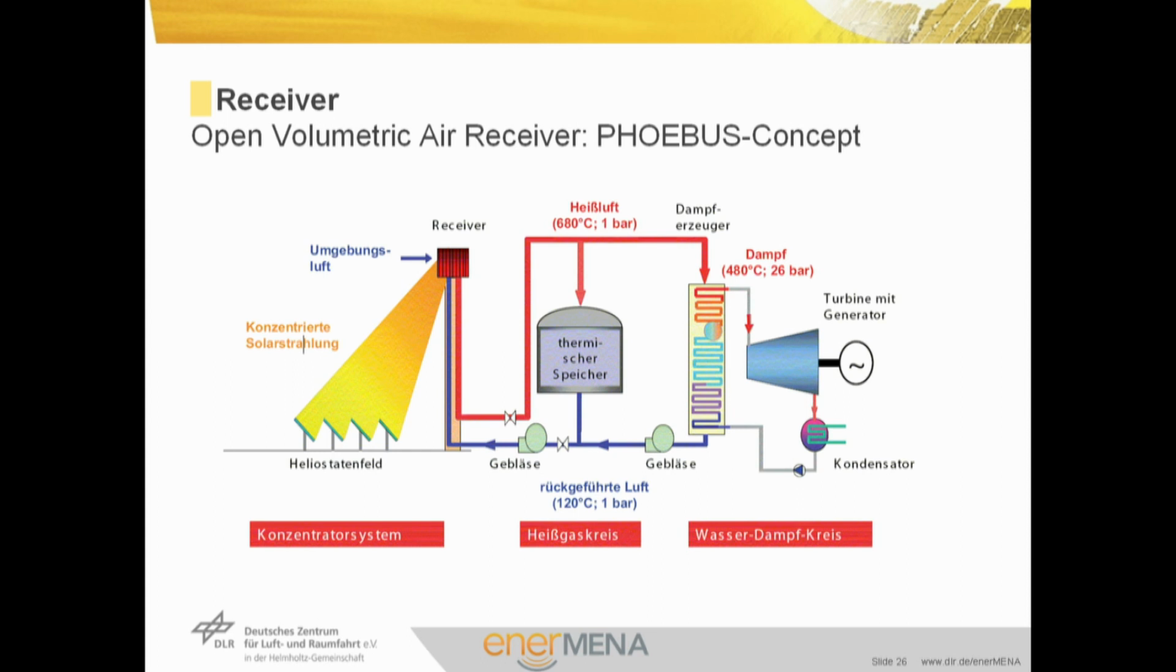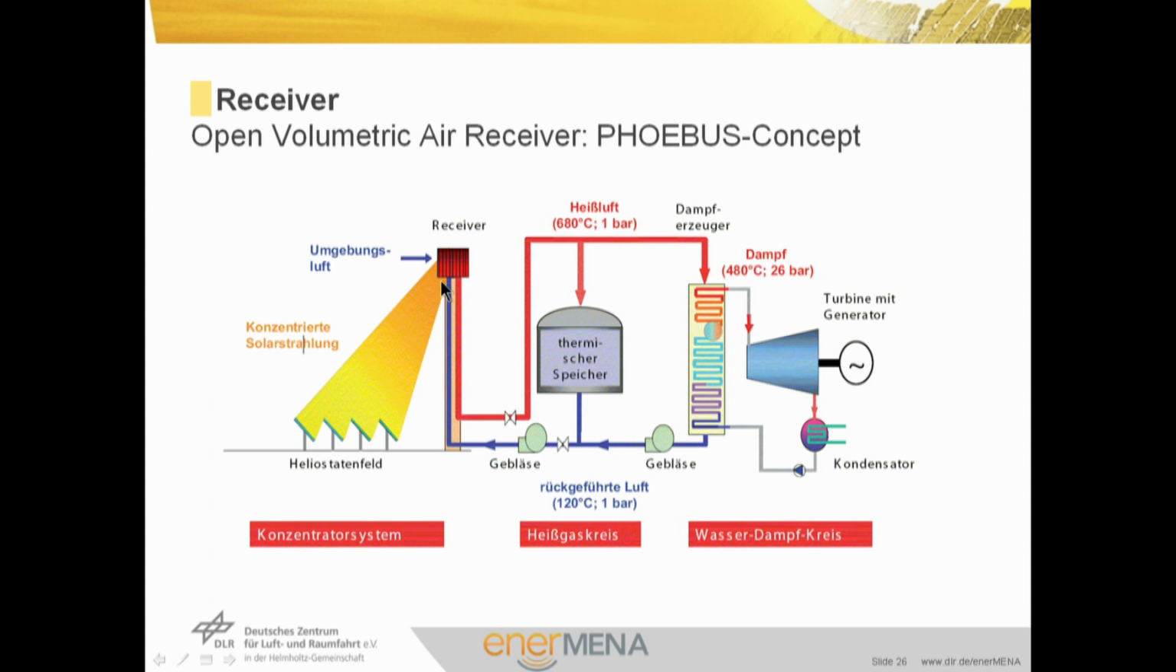This is the PHOEBUS-Concept, and ambient air is heated by flowing through a metallic wire mesh in the receiver. The hot air then flows either through a thermal storage here or through a steam generator, generating steam at 480 degrees C and 26 bars. The air leaving the steam generator is still over ambient temperature and is recirculated in front of the receiver.